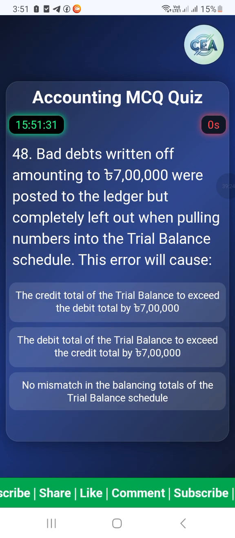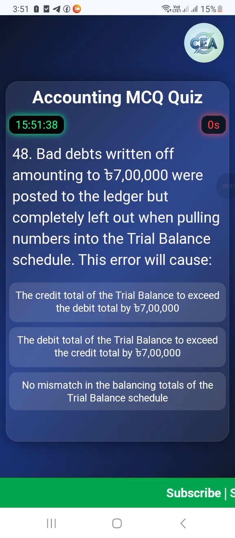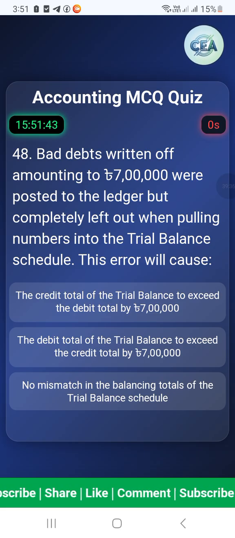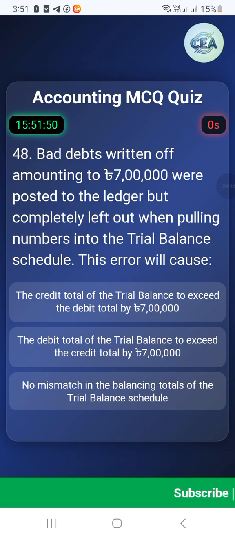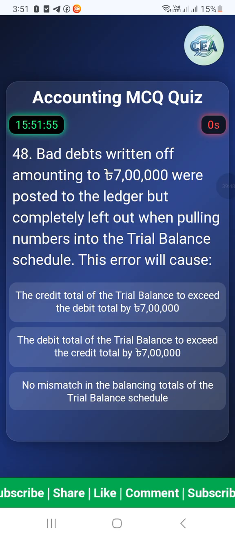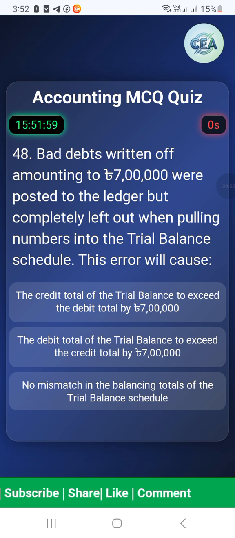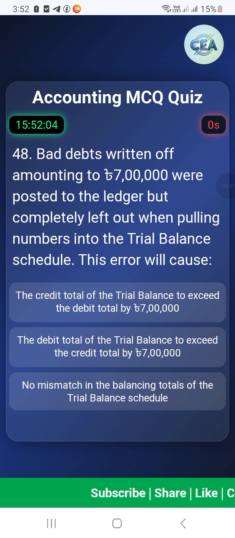48. Bad debts written off amounting to 700,000 takas were posted to the ledger but completely left out when pulling numbers into the trial balance schedule. This error will cause: Option 1. The credit total of the trial balance to exceed the debit total by 700,000 takas. Option 2. The debit total of the trial balance to exceed the credit total by 700,000 takas. Option 3. No mismatch in the balancing totals of the trial balance schedule.